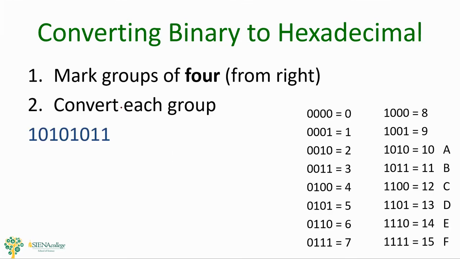Converting from binary to hexadecimal, we break our numbers up into groups of 4. So a 1011 has the value of 11, but we represent it with a B. 1010 has the value of 10, which we represent with an A. So this number, base 2, is equal to AB in base 16.